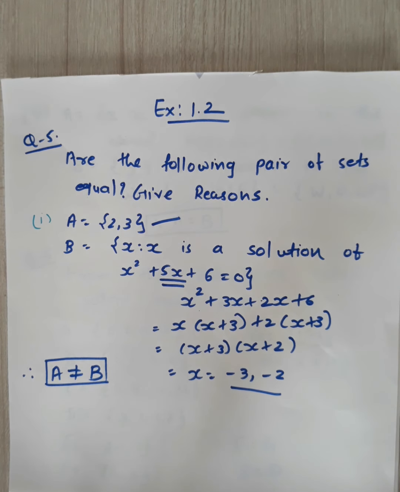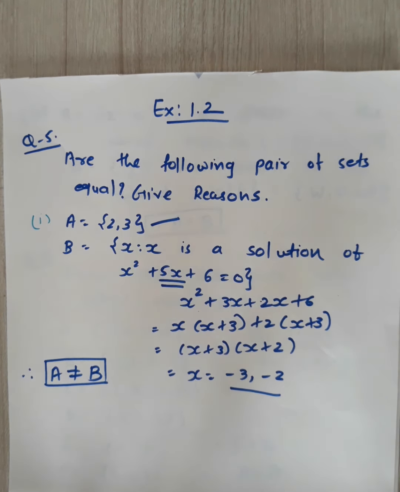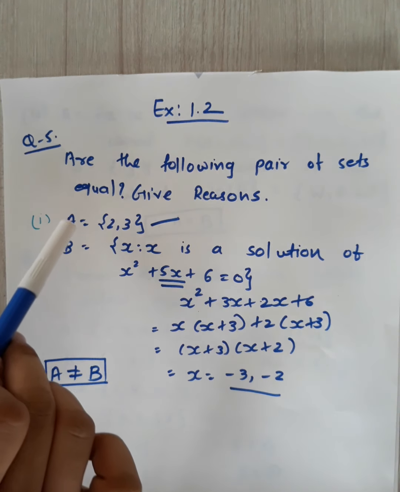Hello students, today we will start from question number 5 of exercise 1.2. Up to question 4 we saw in the previous lectures. Now we will start from question number 5. What is question number 5? Are the following pairs of sets equal? Give reasons.